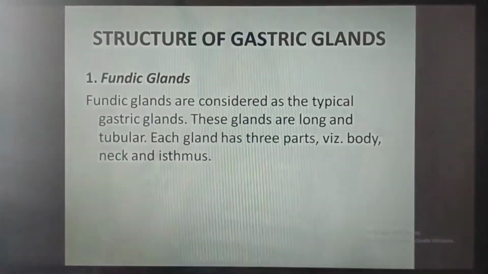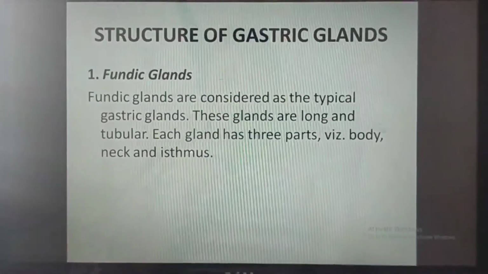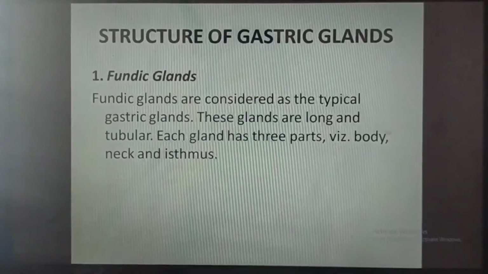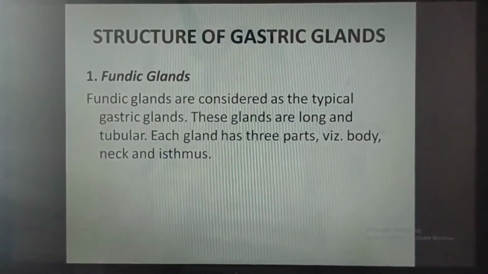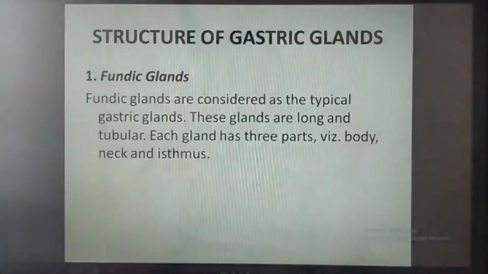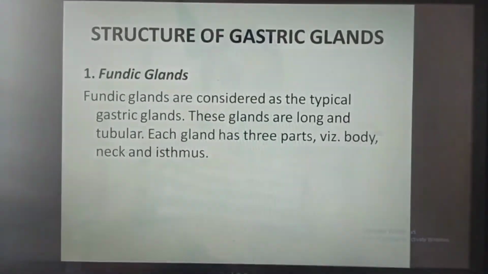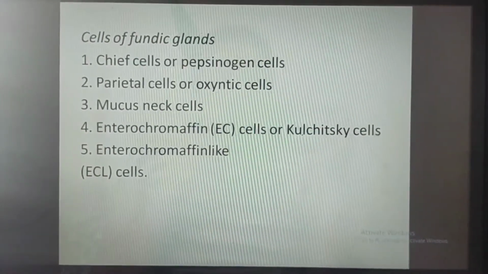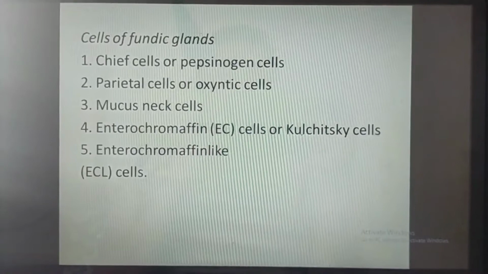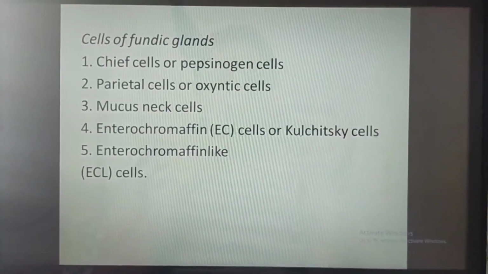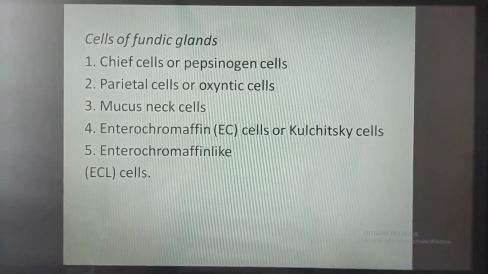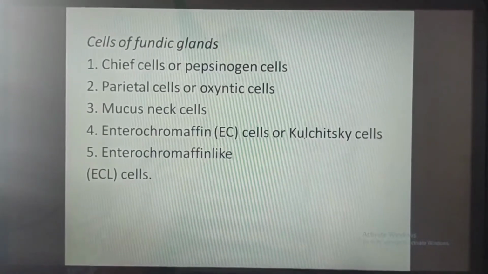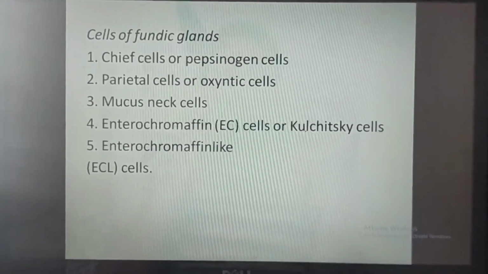Now we'll see the structure of gastric glands. Fundic glands. Fundic glands are considered as the typical gastric glands. These glands are long and tubular. Each gland has 3 parts: body, neck, and isthmus. Cells of fundic glands: chief cells or pepsinogen cells, parietal cells or oxyntic cells, mucous neck cells, enterochromaffin or EC cells, and enterochromaffin-like ECL cells.